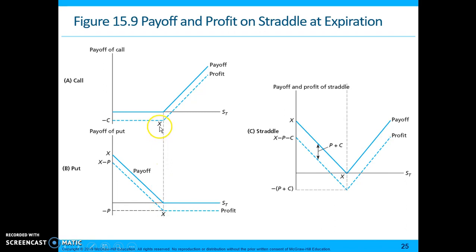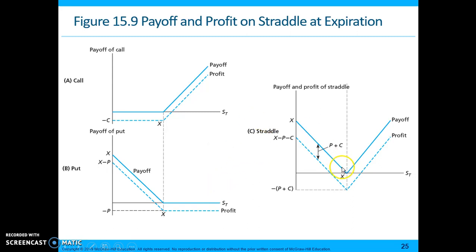We're buying both, and the strikes are the same. So our loss above the strike price is the cost of the put. In order to make a profit on the put, the stock has to fall by more than the price of the put.